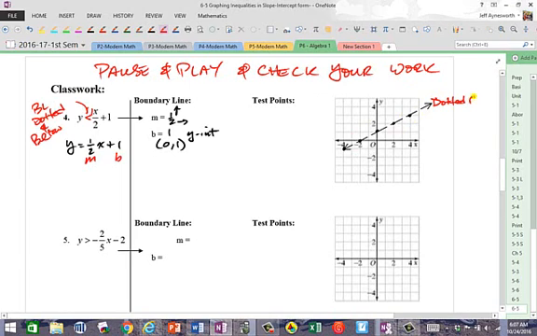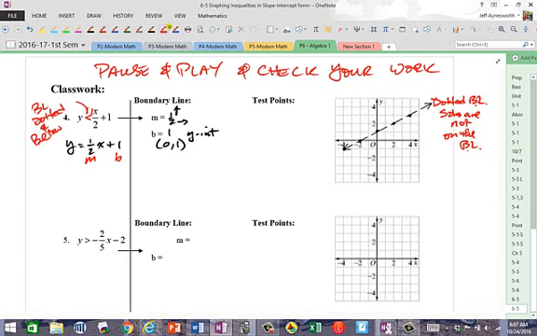All right, that means solutions are not on the boundary line. They're either on the lower half or the upper half. So test your origin, which is below. Real easy test point.